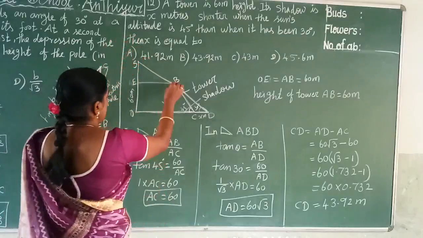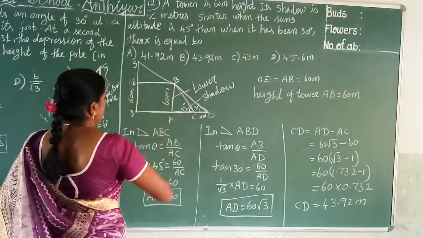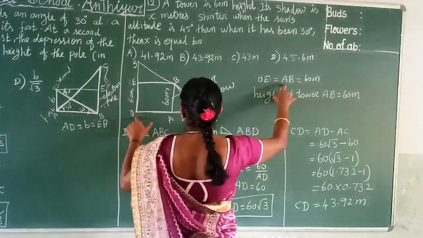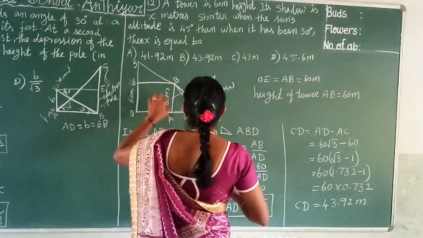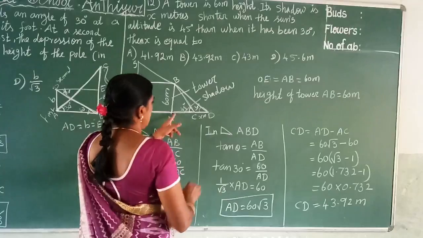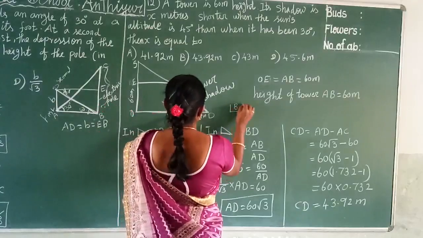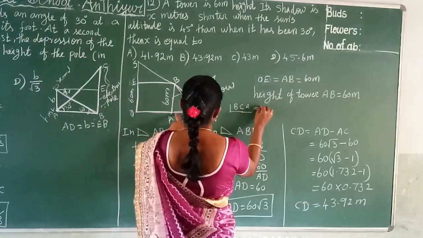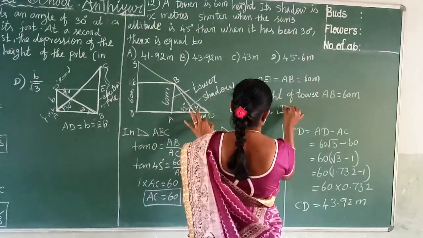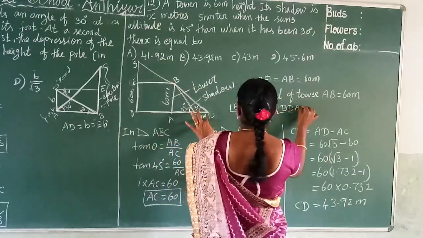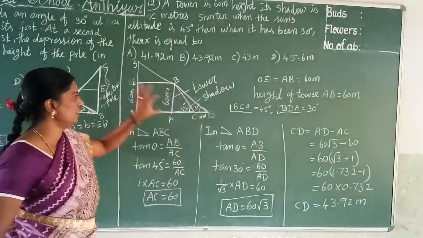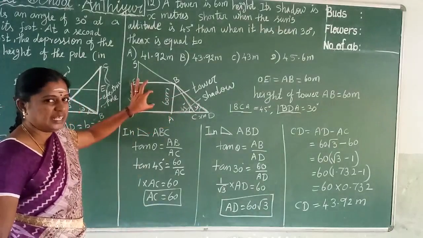Clear? So here make it a square or rectangle. So this 60 degree means this one also 60 degree. So OE is equal to AB equal to 60 meter. And height of the tower, AB equal to 60 meter. This angle BCA is equal to 45 degree. And angle BDA equal to 30 degree. Clear? So these are the values given. This is the diagram. Have you understood the diagram?